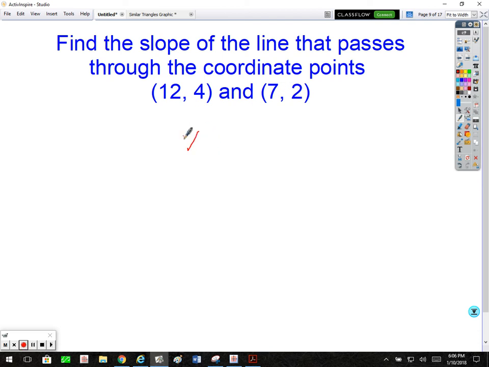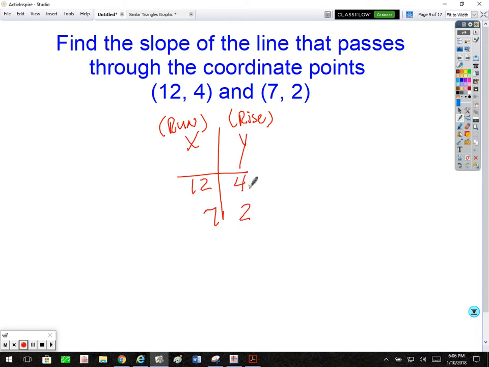Well, this time we're just going to go ahead and write our ordered pairs. Remember, this is the run, and your y is your rise. So we're going to set it up as 12, 4, 7, 2. Well, I started at 4 and I ended at 2, so on my number line I would have went down 2. Started at 12, ended at 7, which means I would have went down 5.